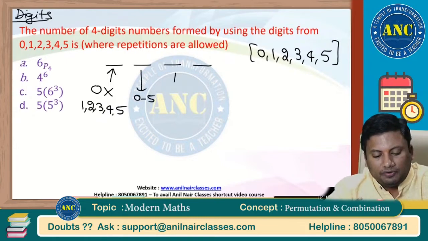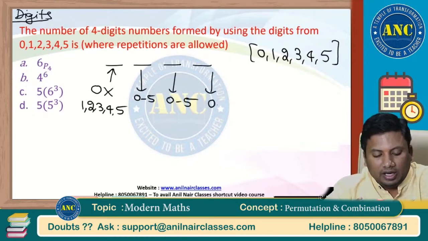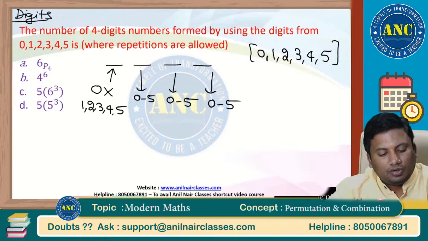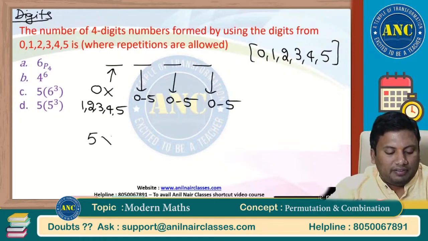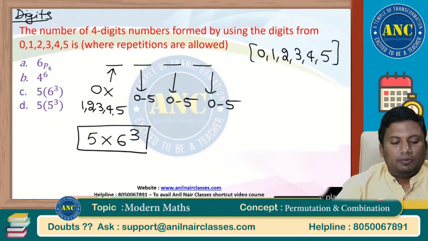For the other places, 0 to 5, repetition is allowed. So 5 cases into 6 cube. The answer for this question is 5 into 6 cube.